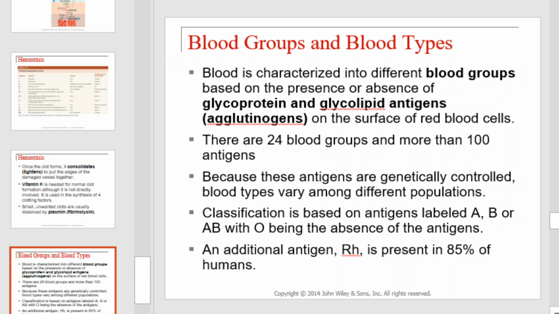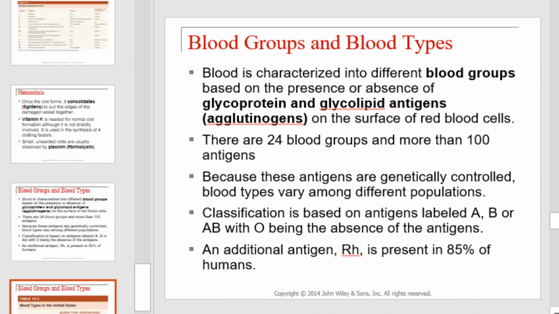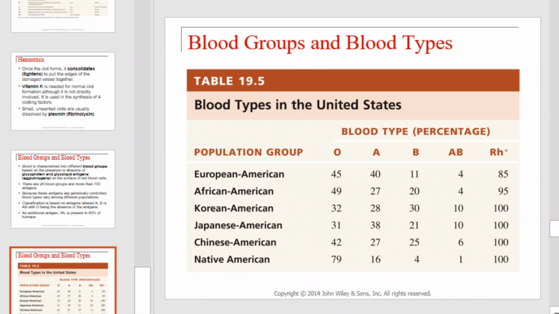Because these antigens are genetically controlled, blood types can vary amongst different populations. Classification is based on antigens labeled A, B, or AB, with O being the absence of the antigen. An additional antigen, Rh, is present in 85% of humans. This table designates blood types in the United States by population group and frequency.